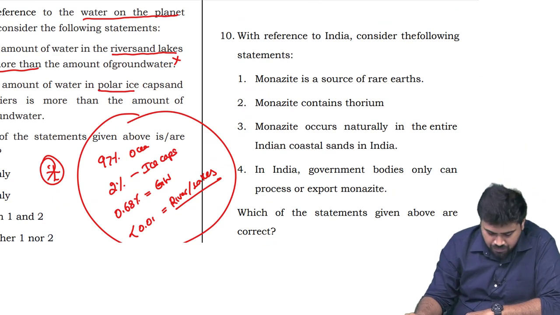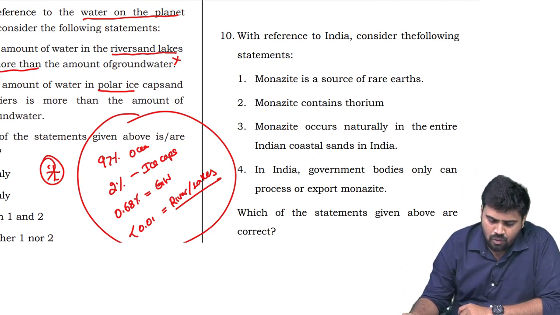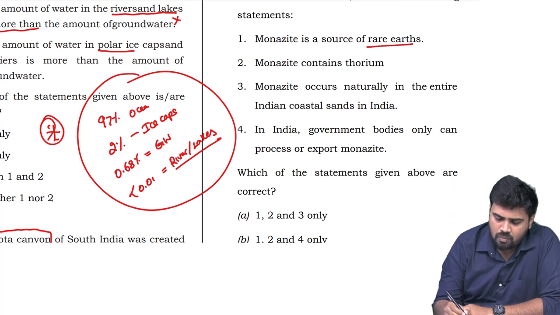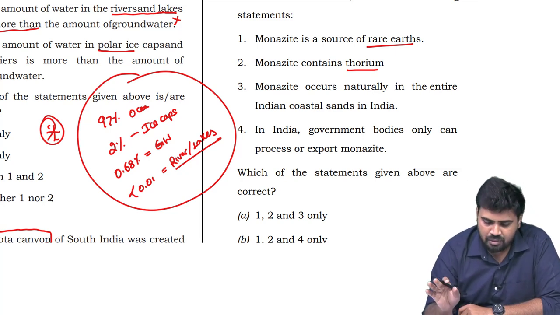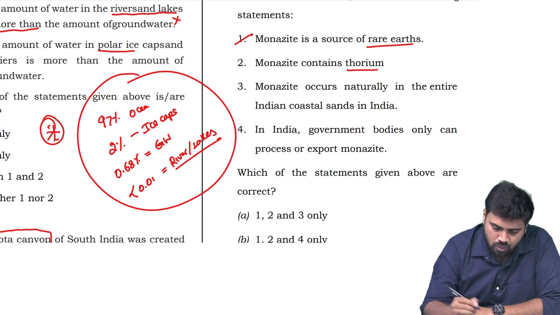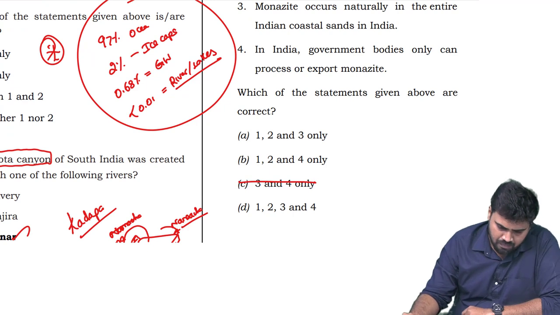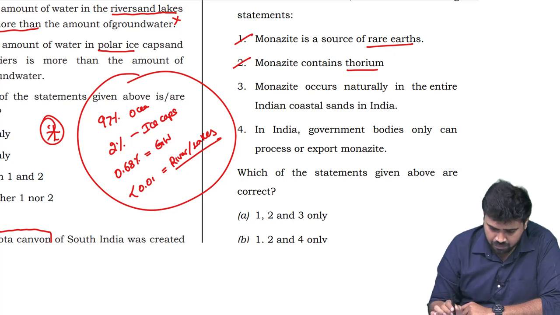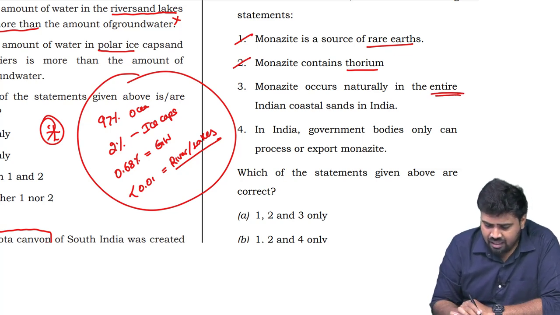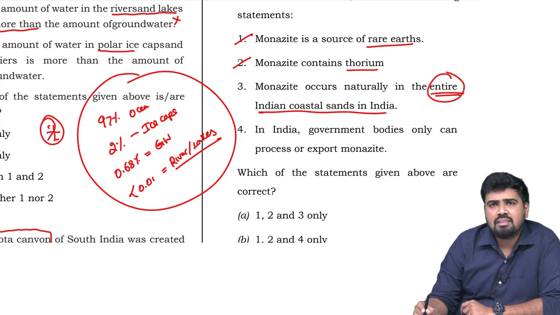So 10, with reference to India, consider the following statements. It is very important considering our demand. Monazite is a source of rare earth. Monazite contains thorium. Actually, monazite is a source of rare earth minerals and it also contains thorium. So both statements are correct. So 1 and 2 are correct, so we can eliminate option C. Now back to the question. Monazite occurs naturally in the entire Indian coastal sands. It is definitely not true. It is an extreme statement. It is not true.